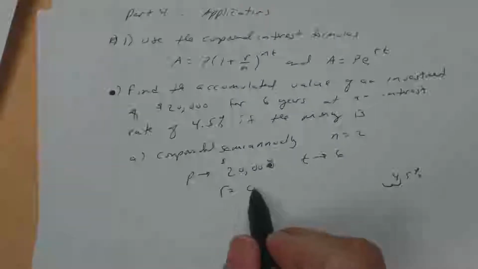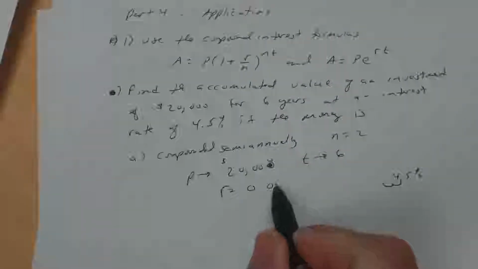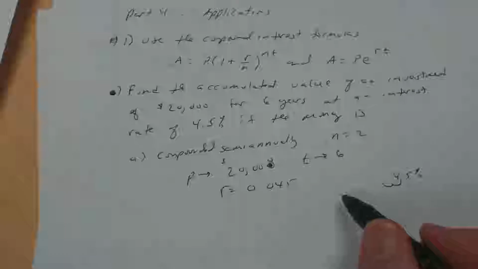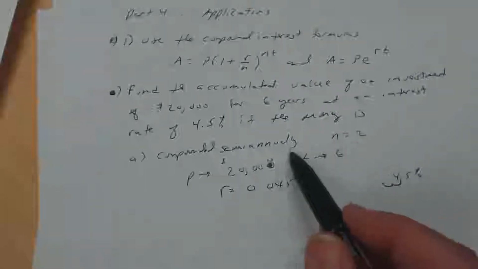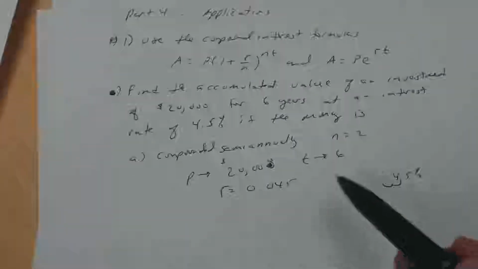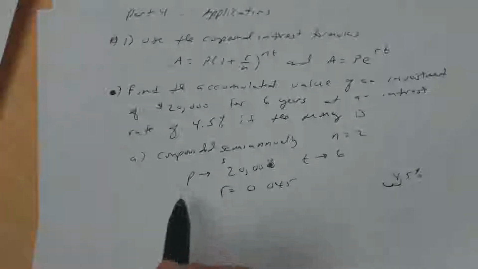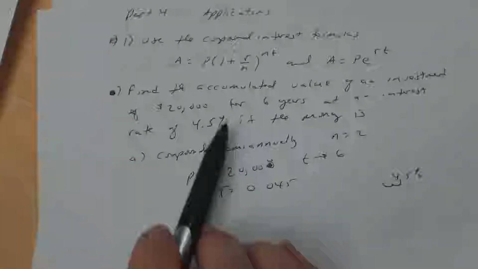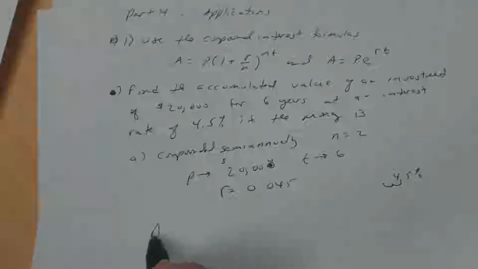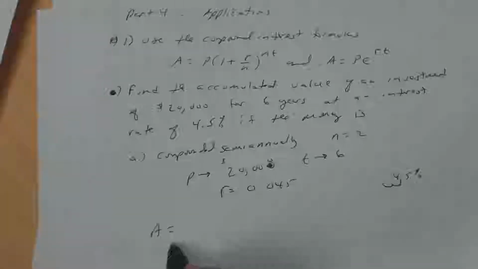So the rate here would be 0.045. Okay? And then it's being compounded semi-annually, so that's the 2. All right, so that's all we need to know. So let's find out how much this account's worth after 6 years. So A equals, and A is what we're looking for.